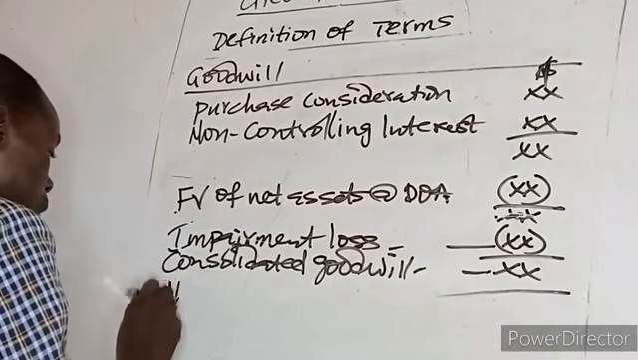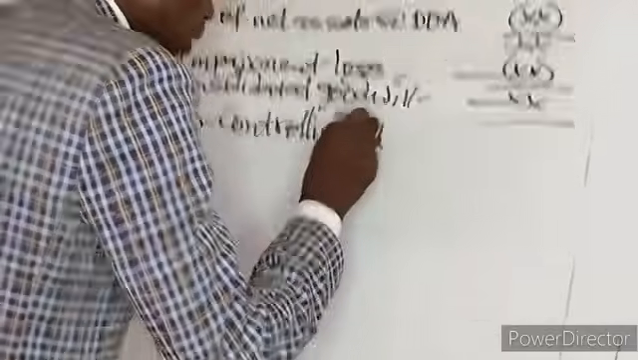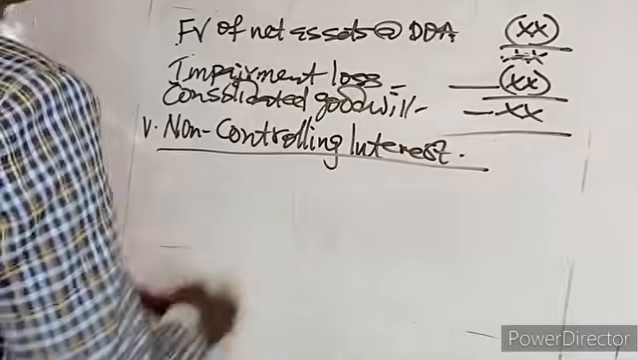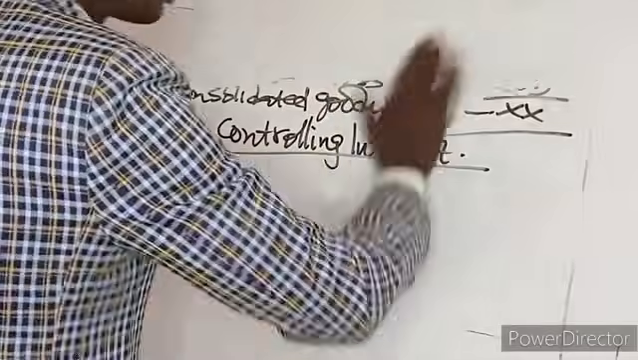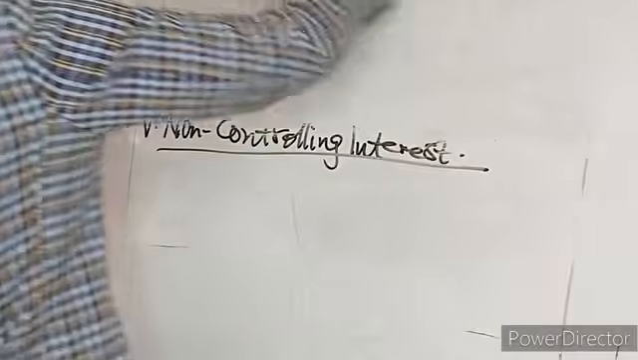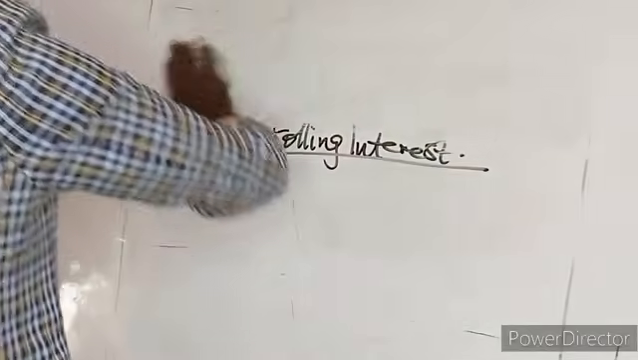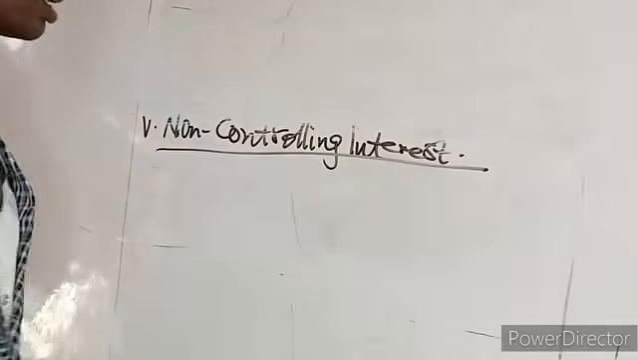Non-controlling interest. Number 5, non-controlling interest. I want you to note that we only have non-controlling interest in the case of partial acquisition. Partial acquisition in the sense that the parent company acquires part of the equity shares of the subsidiary, not everything. But where the acquisition is 100%, there will be no non-controlling interest.